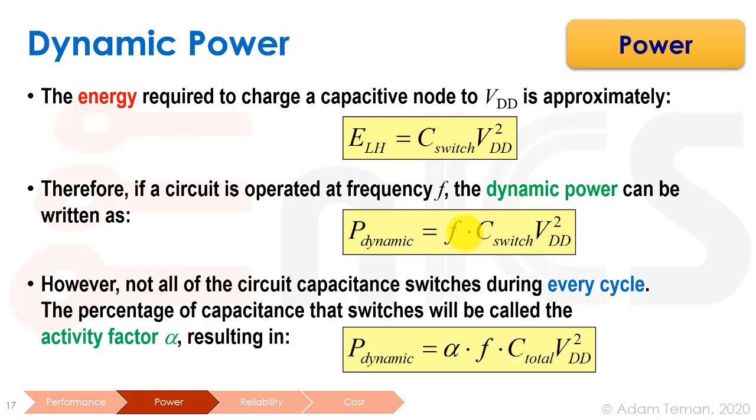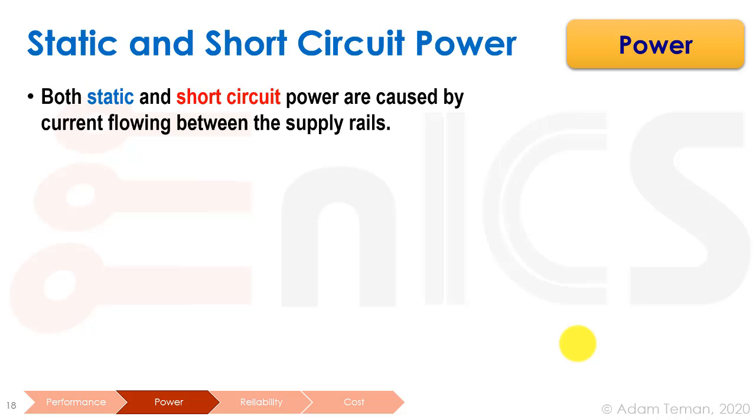But during each clock period, not all the circuit capacitance switches at every cycle. In fact, what we say is the percentage of the capacitance that's switching is some sort of a factor of the total capacitance. So the switching capacitance, we can call it some sort of alpha times C total, where alpha is the activity factor. So we get a final expression of P dynamic is alpha times F times C total times VDD squared. Often alpha can be as low as 10%.